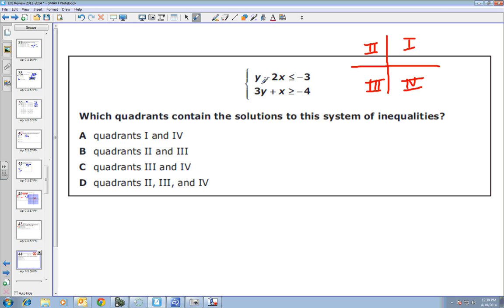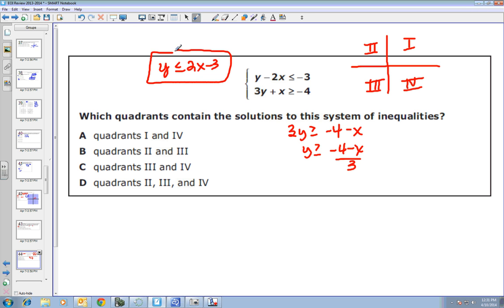Okay, so we need to solve these first for y. So my first one's pretty easy. It would be y is less than or equal to 2x minus 3. My second one, I would have 3y is greater than or equal to negative 4 minus x, and then divide by 3. So y is greater than or equal to negative 4 minus x, all over 3. So are we good with those? Here's my first inequality. Here's my second inequality.